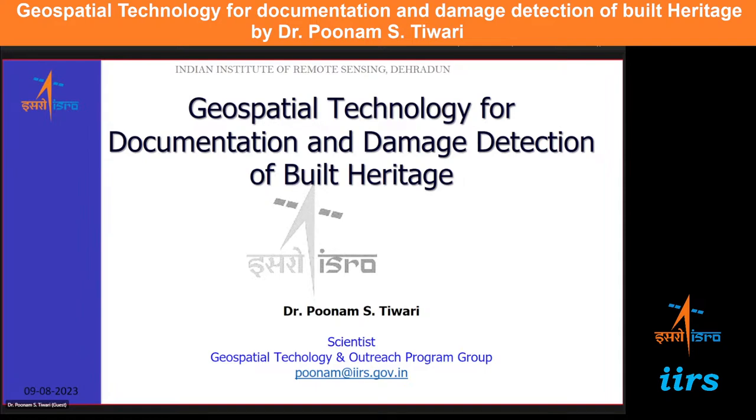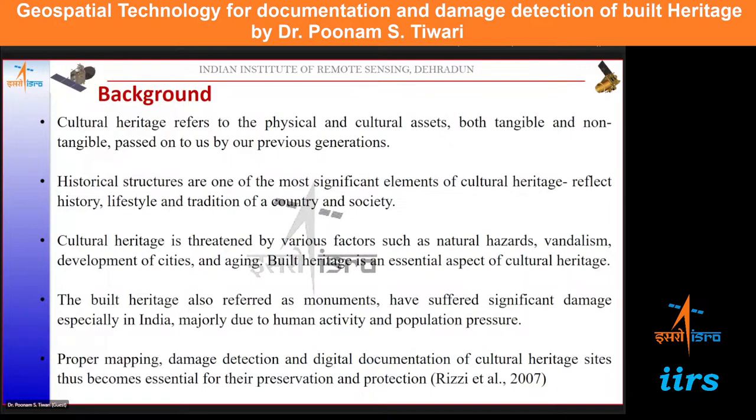By now, in these two sessions that you have attended on Monday and Tuesday, you have seen what cultural heritage is. You must have seen the application of geospatial technology in various other domains, such as in soils, in agriculture, in forestry. But how can this geospatial technology be used for cultural heritage studies?